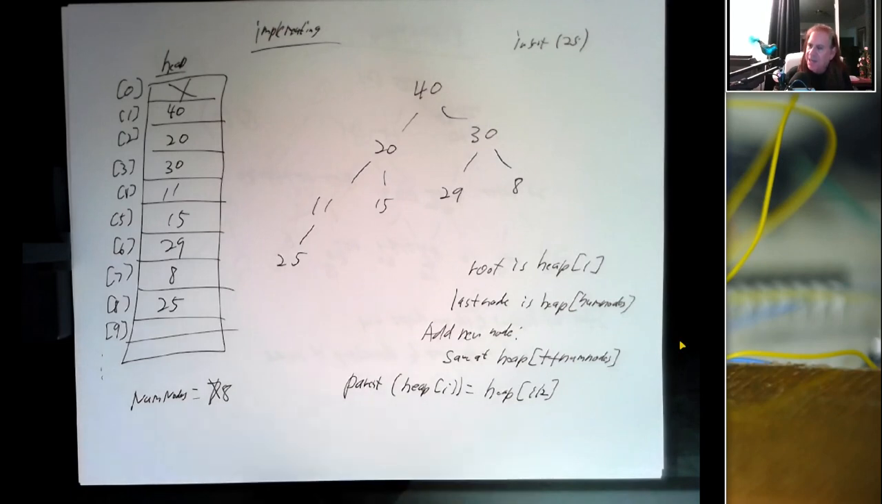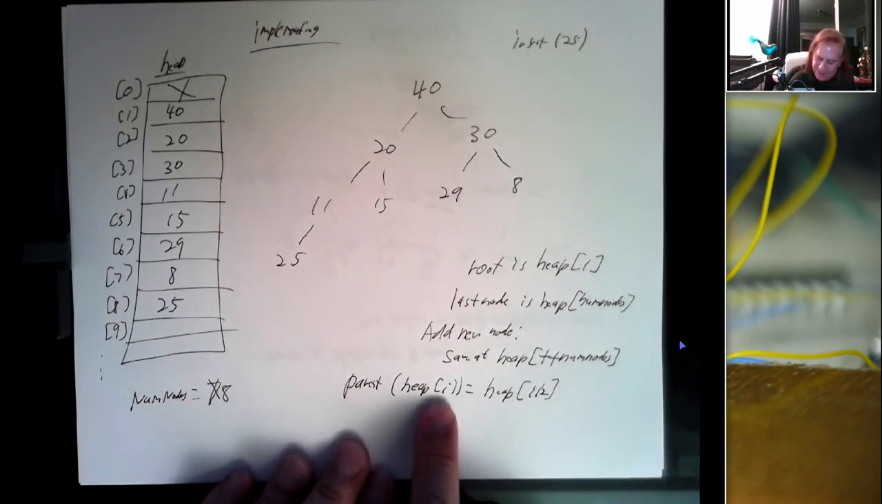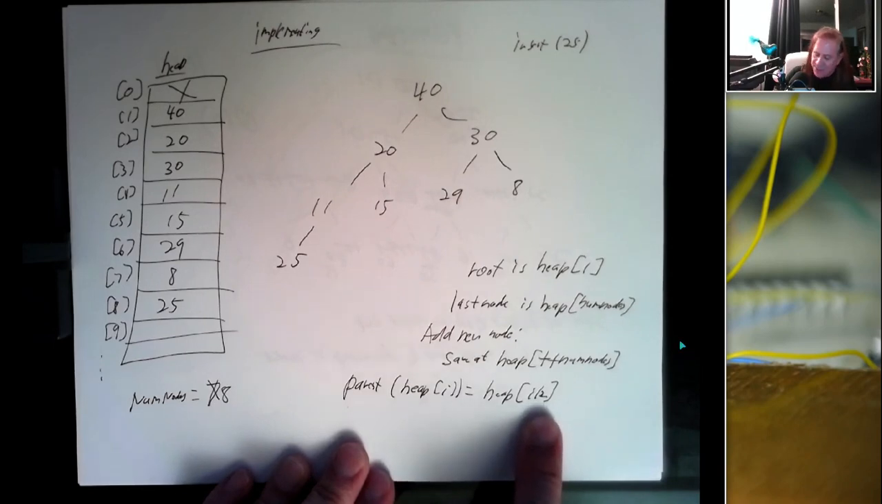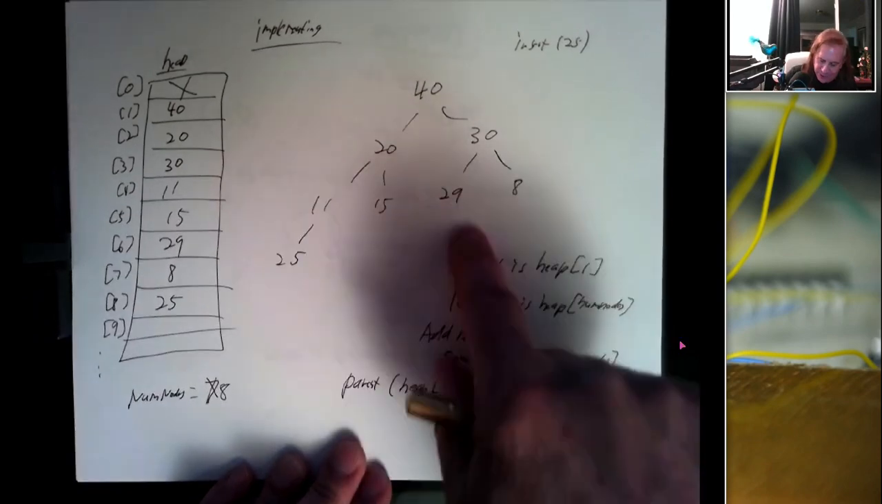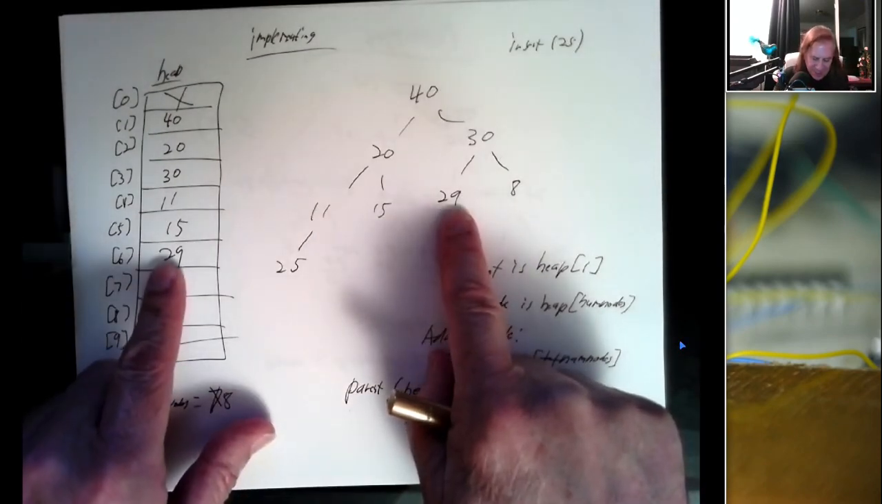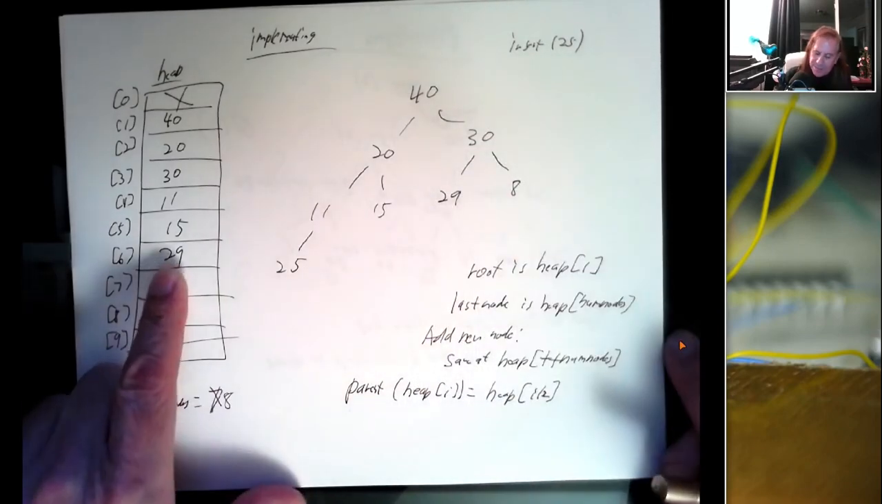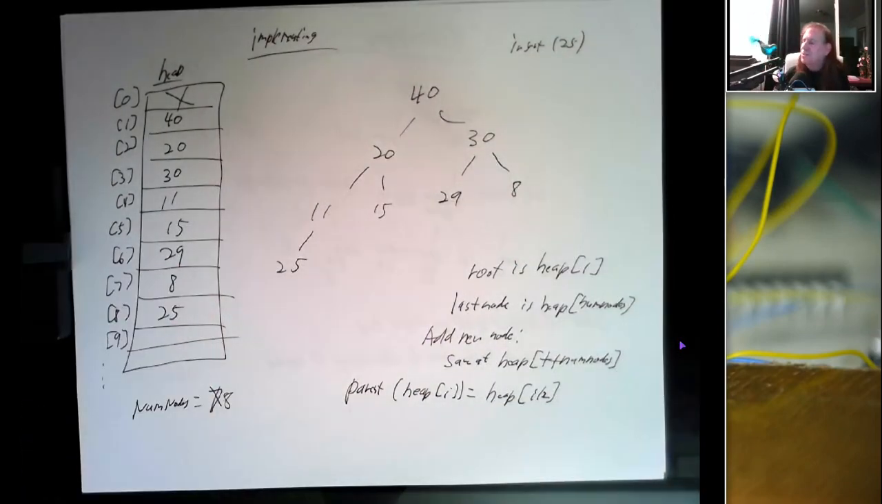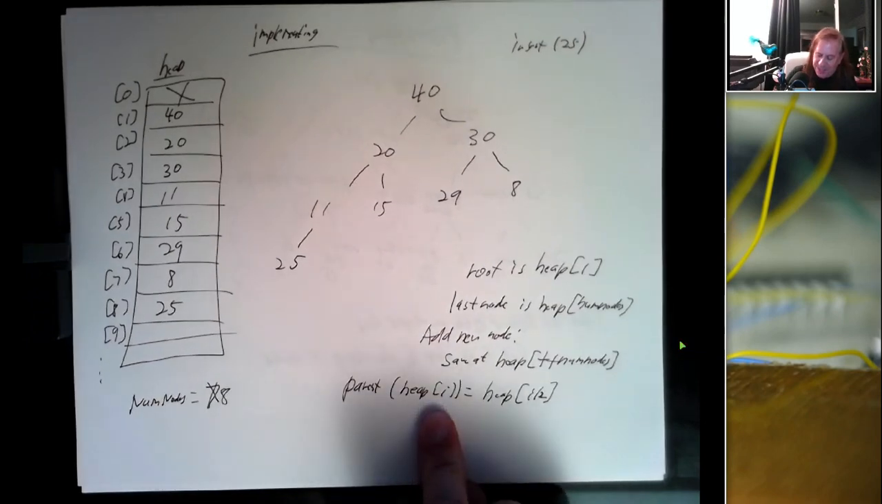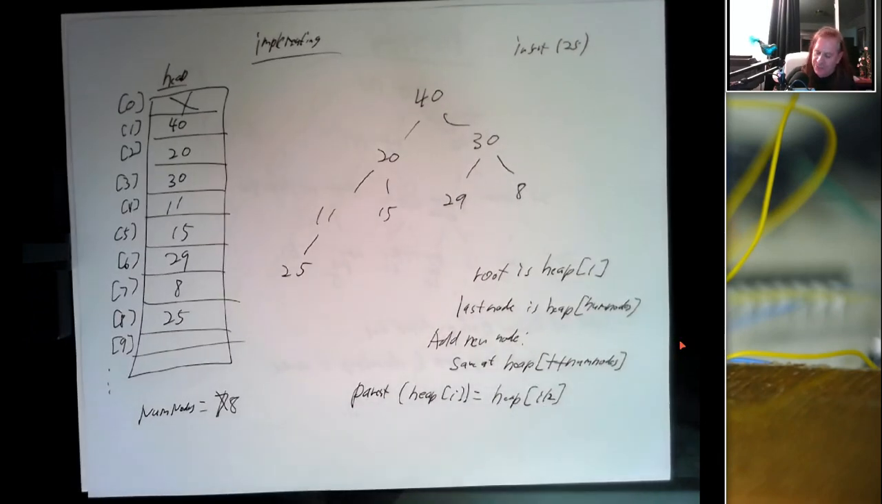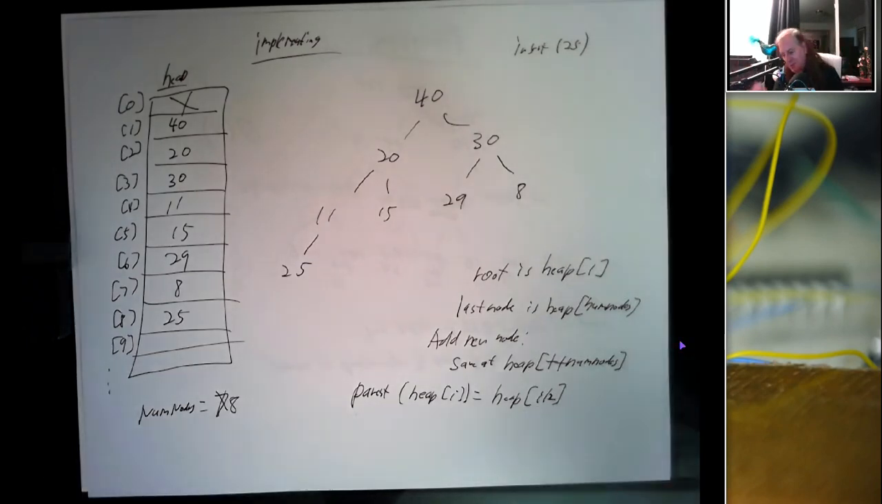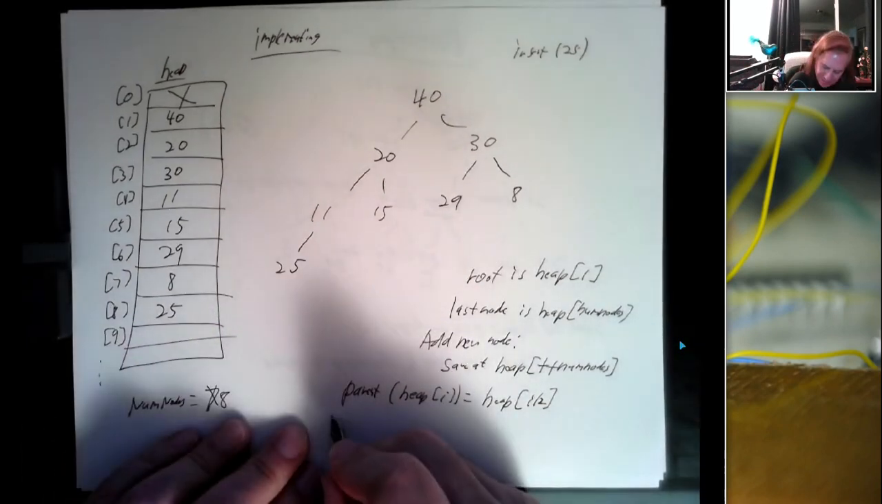And if i is odd, we just round down. So the parent of the 5th element would be heap[2]. The parent of the 4th element would be heap[2]. So who's the parent of 29? 29 is the 6th element. It should be heap[3]. That's a 30. Hey, that's the parent of 29. So moving up the heap, very easy to do. If you want to find the parent of the element in index i, it's just the element in index i/2.